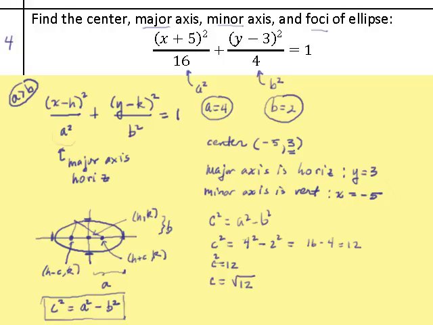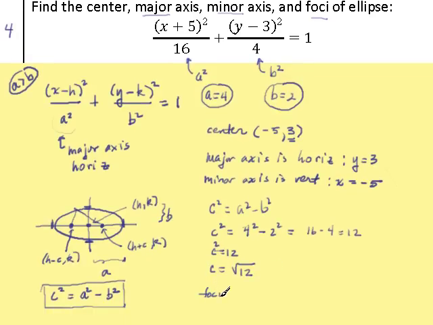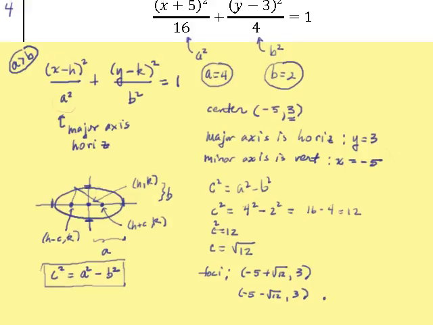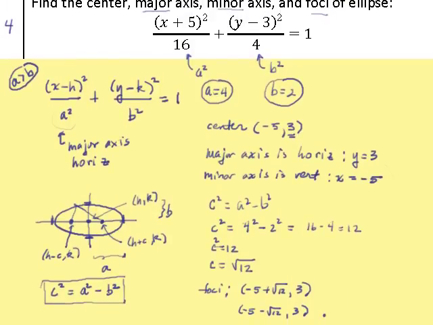And now we can get the foci. Since this is horizontal, then the foci are along the major axis. So they're going to be positioned C to the right and C to the left of the center. So the foci are, here's the center, so that would be minus 5 plus the square root of 12. That's to the right of the center, and minus 5 minus the square root of 12. So that's to the left of the center. Okay, so there we have all the information that we were asked.